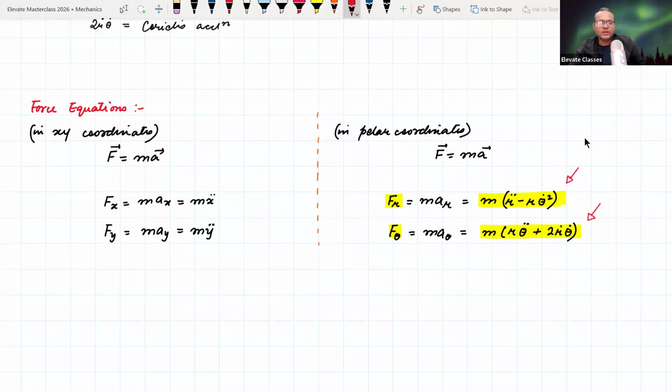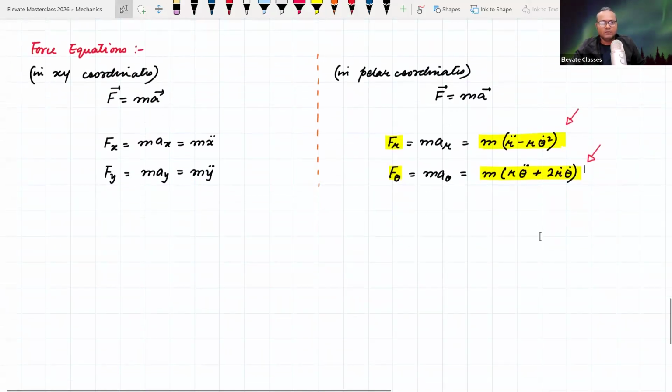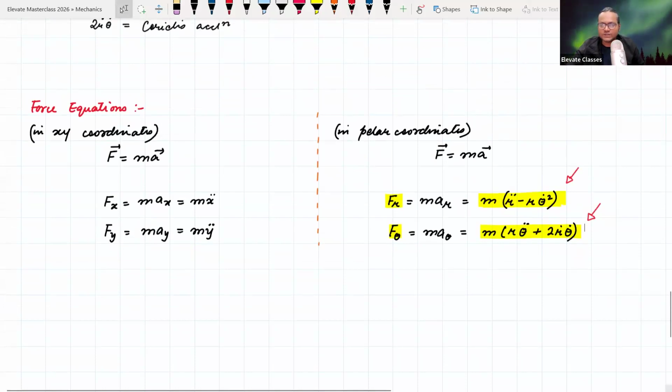You better write it down in your formula sheets and remember them. If you remember them, problems involving circular motion, and especially problems of free body diagrams involving circular motion, are going to be very, very easy for you. Many complications will be removed for you, and you will find many problems very easy to do now. Okay, so these are the force equations in xy and polar coordinates. Tell me, any question up to here?